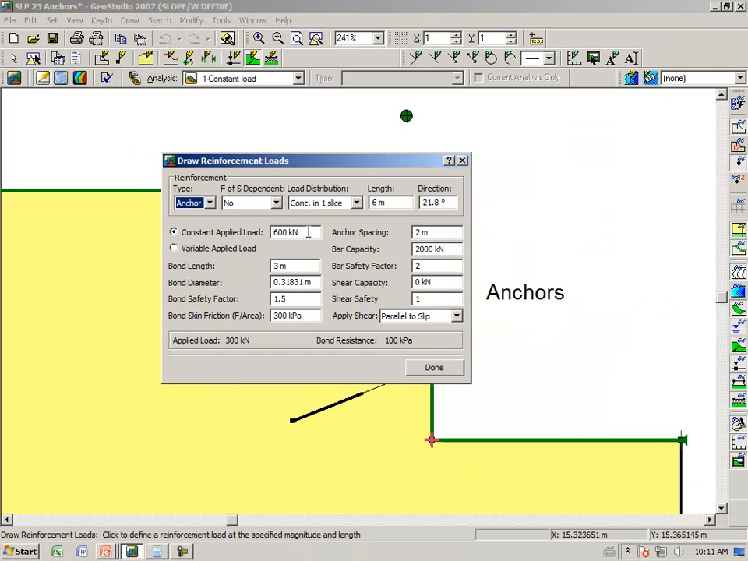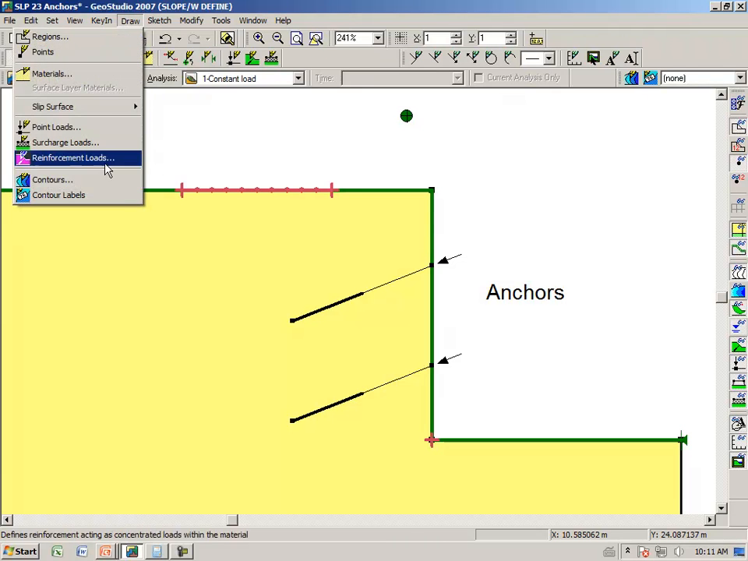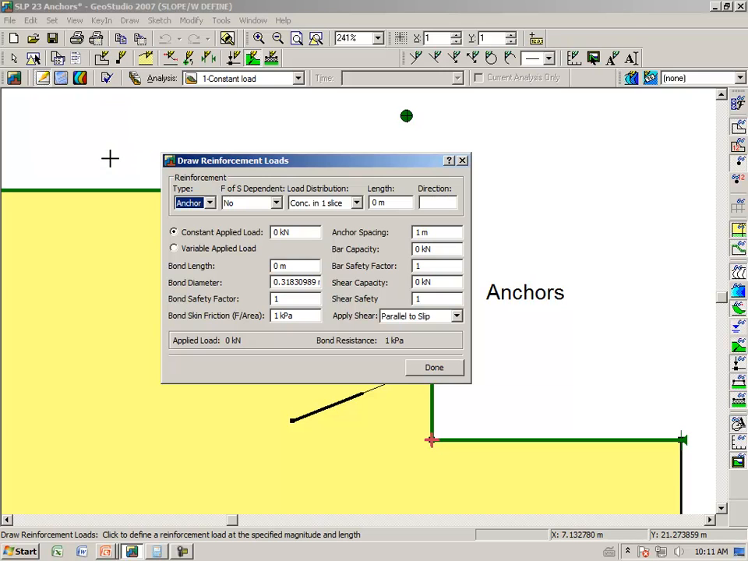We have specified a constant load of 600 kilonewtons. Sorry, we'll go back to draw reinforcement load and select the top anchor.